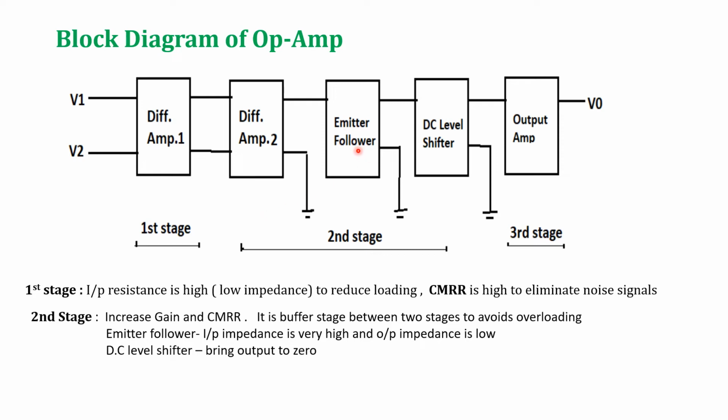Third block is the emitter follower. That emitter follower has high input impedance and low output impedance. Therefore, that second stage is useful as a buffer stage which avoids overloading.